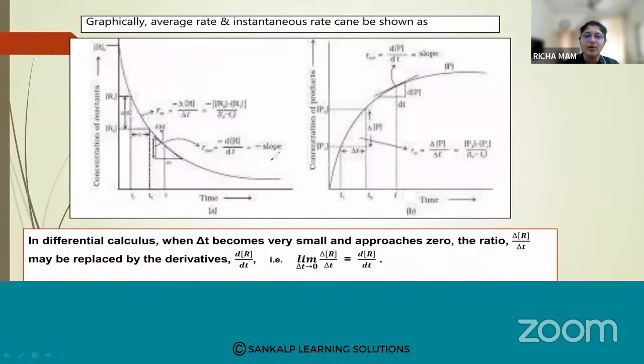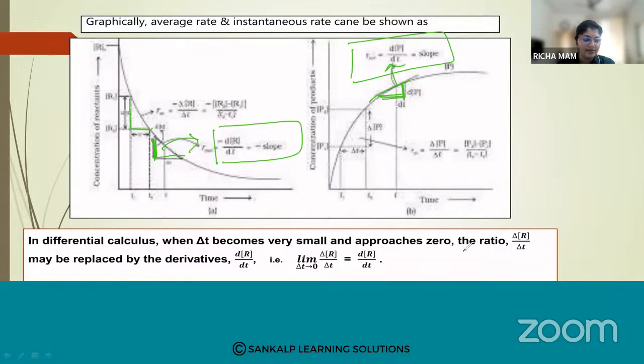So how is the instantaneous rate obtained? It is obtained graphically, by drawing the tangent. Here a tangent is drawn, and here also you can see a tangent is drawn. From this tangent, we get the curve of the concentration of reactants or products against time, and by calculating its slope we get the instantaneous rate. Is it clear? Like this, we calculate the instantaneous rate.